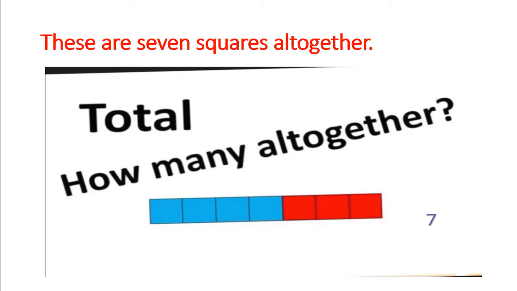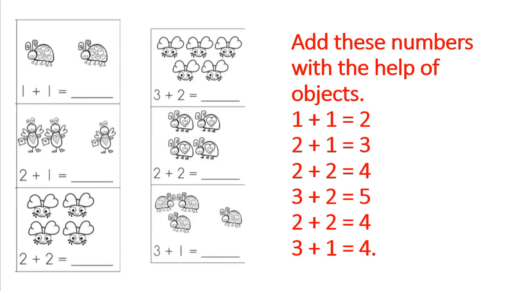Objects help us. Here is one more activity with objects for your better understanding. Look at these. 1 plus 1 is equal to... Count them together. 1, 2. Answer is 2. Now these are two objects. 1, 2. Add them. This is a plus sign.